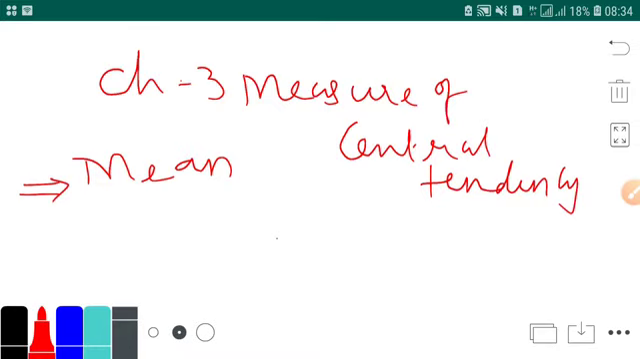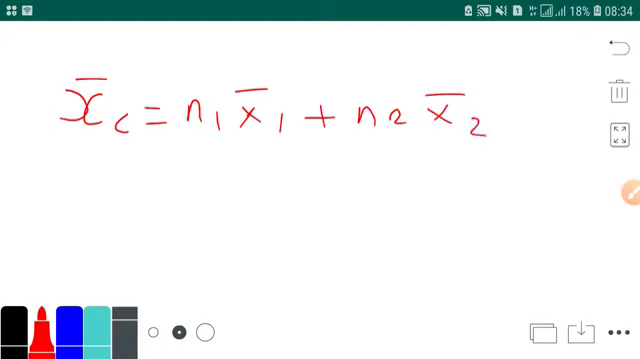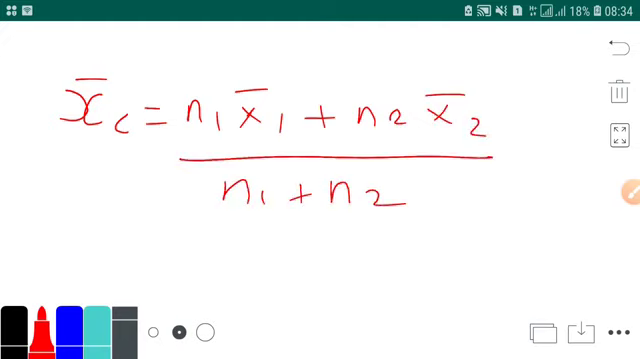So what was the formula for combined mean? The formula for combined mean was x bar c equals n1 x bar 1 plus n2 x bar 2 upon n1 plus n2. Now in this there were 2 variables, as I told you that you should be having n1, x bar 1, n2, and x bar 2.